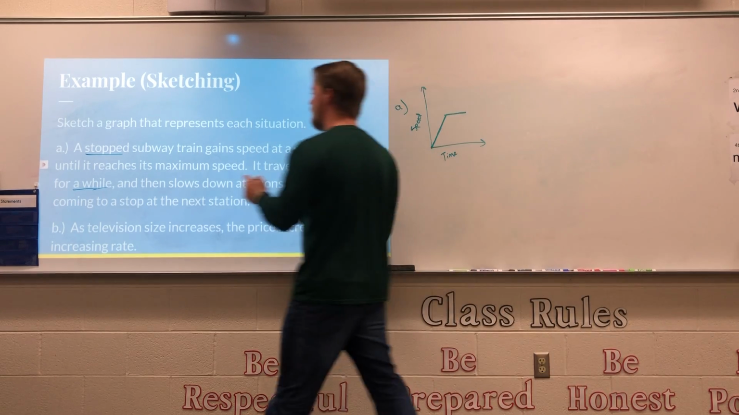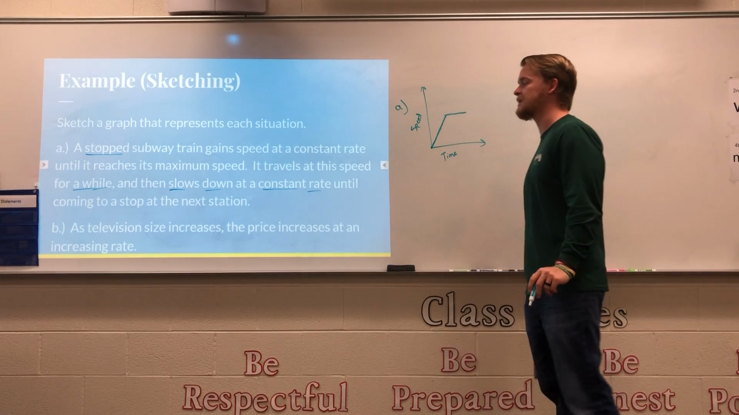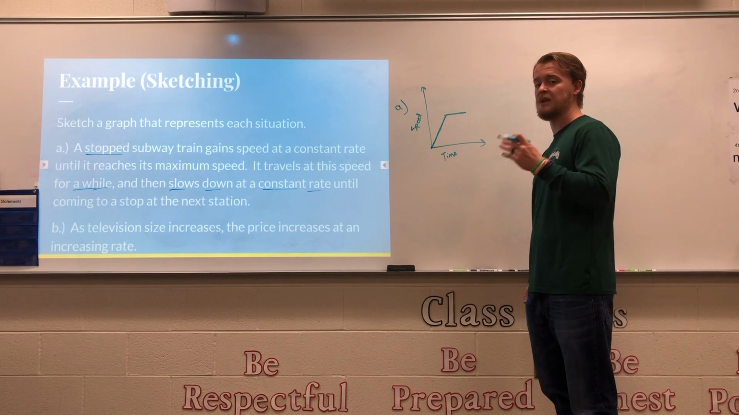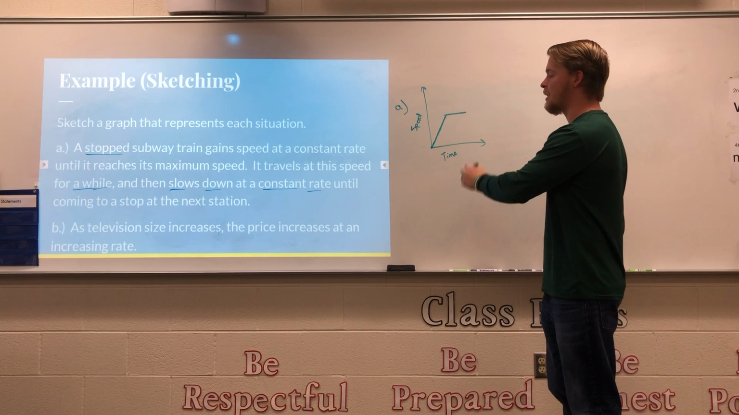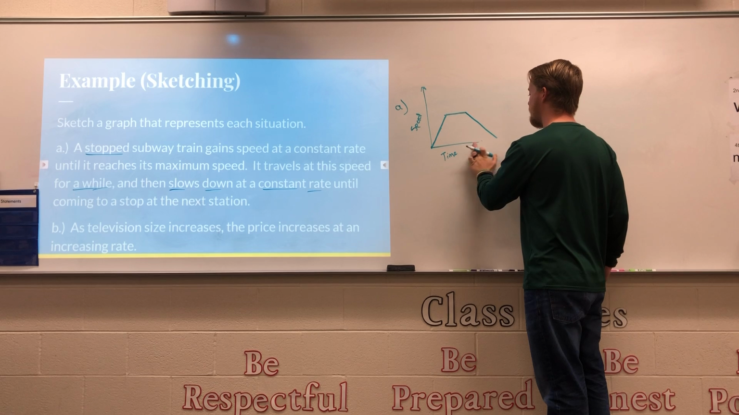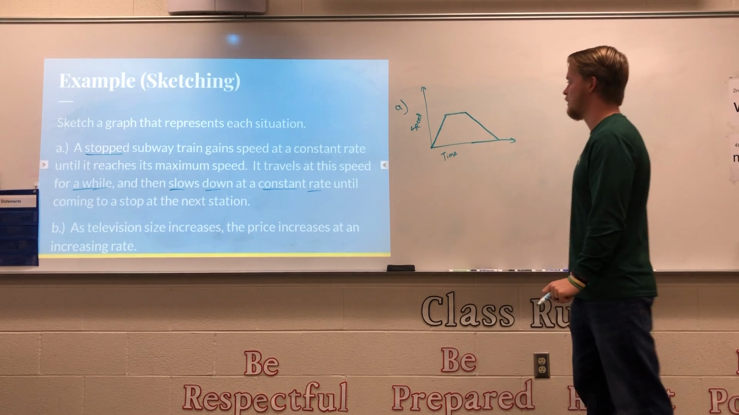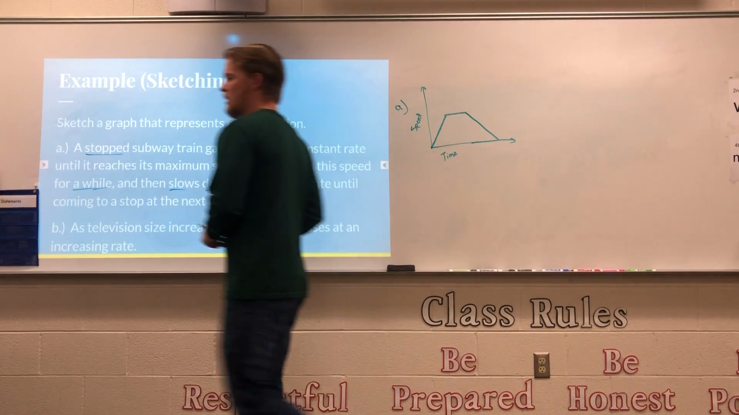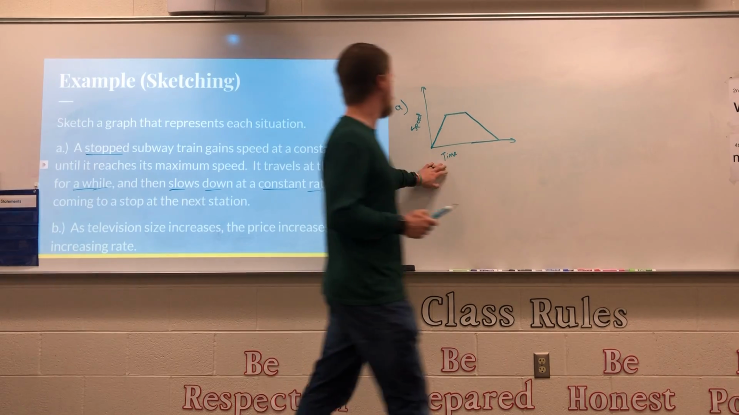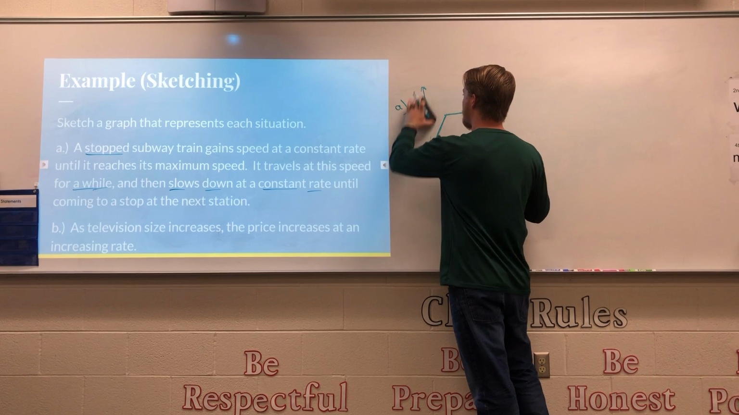Then slows down at a constant rate until coming to a stop at the next station. So again, if it's coming to a stop, you'll have a speed of 0, and if it's slowing down at a constant rate, that is a straight line going down until you hit a speed of 0, which will look like that. Okay, so that is what your graph for part A should look like. So let's look at part B.